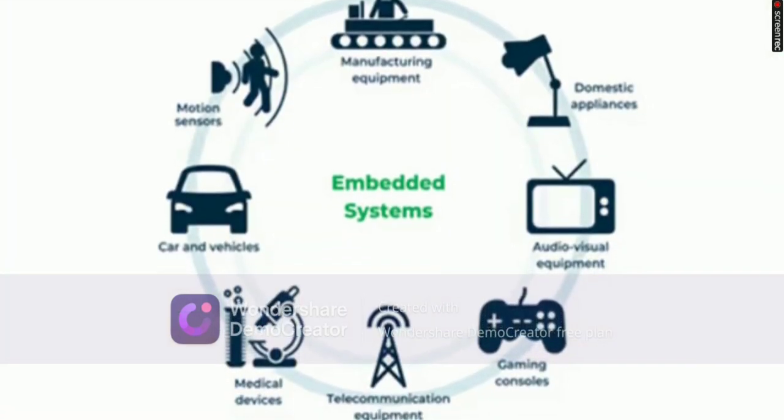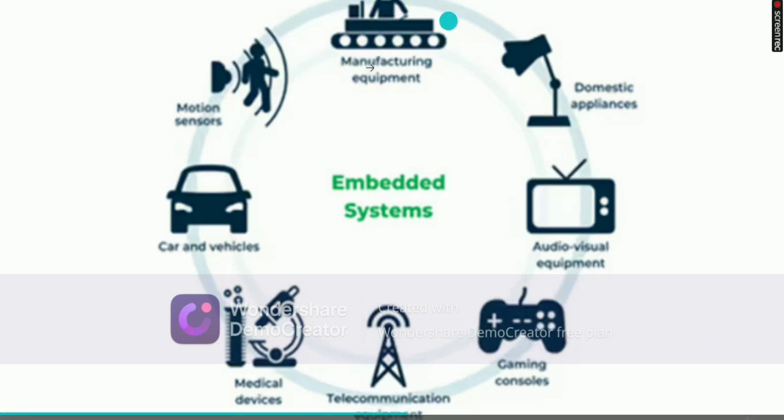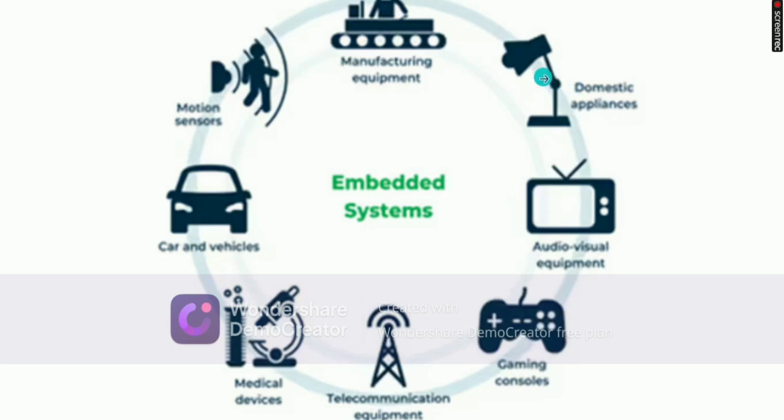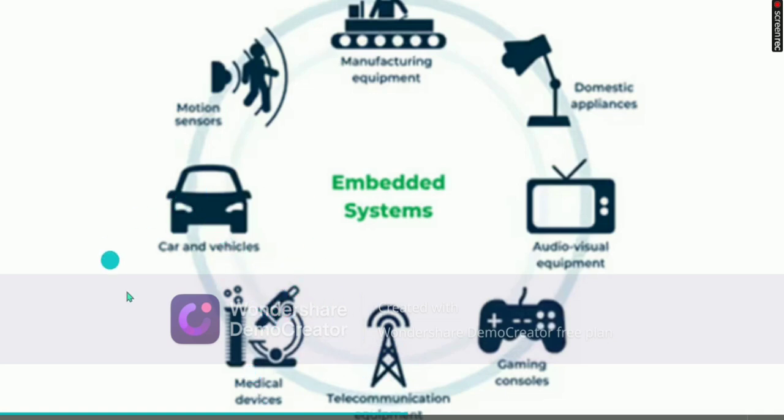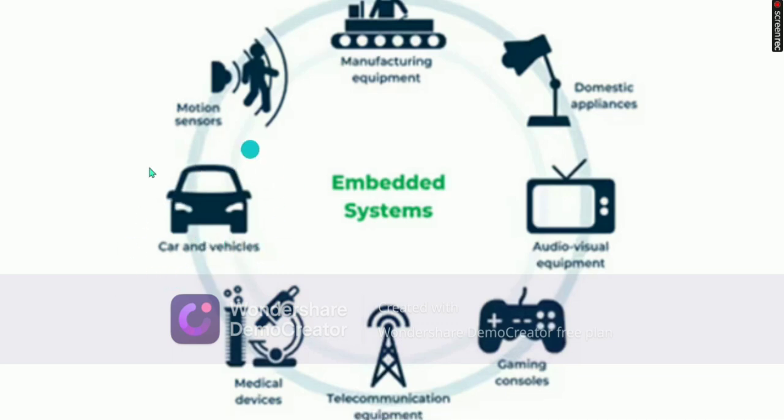So these are some of the applications where embedded systems are used, which include manufacturing equipment, domestic appliances, audio-visual equipment like LCD TVs, gaming consoles, telecommunication equipment. Embedded systems are used in medical devices. They are used in cars and vehicles, like high-end cars like BMWs, motion sensors.